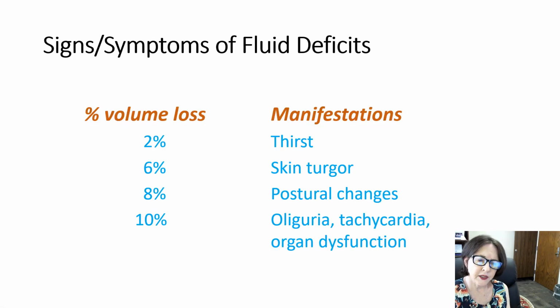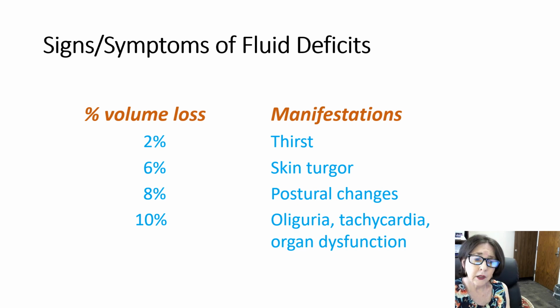So, signs and symptoms of fluid deficits. Small volume loss, first of all, can lead to thirst, such as being out in the sun, working and sweating. 6% loss of body water can cause a decrease in the skin turgor. 8% can lead to orthostatic changes. These are some common things that occur in people that are working outside in the heat. They stand up suddenly and they get dizzy.